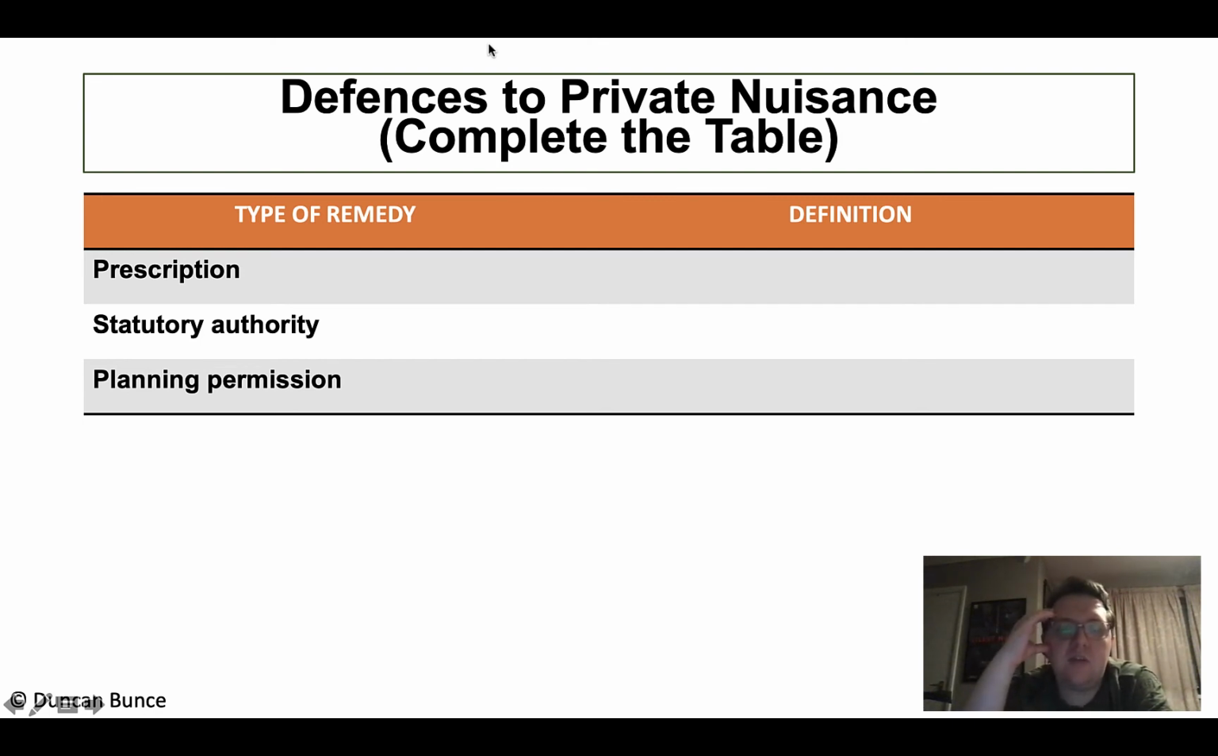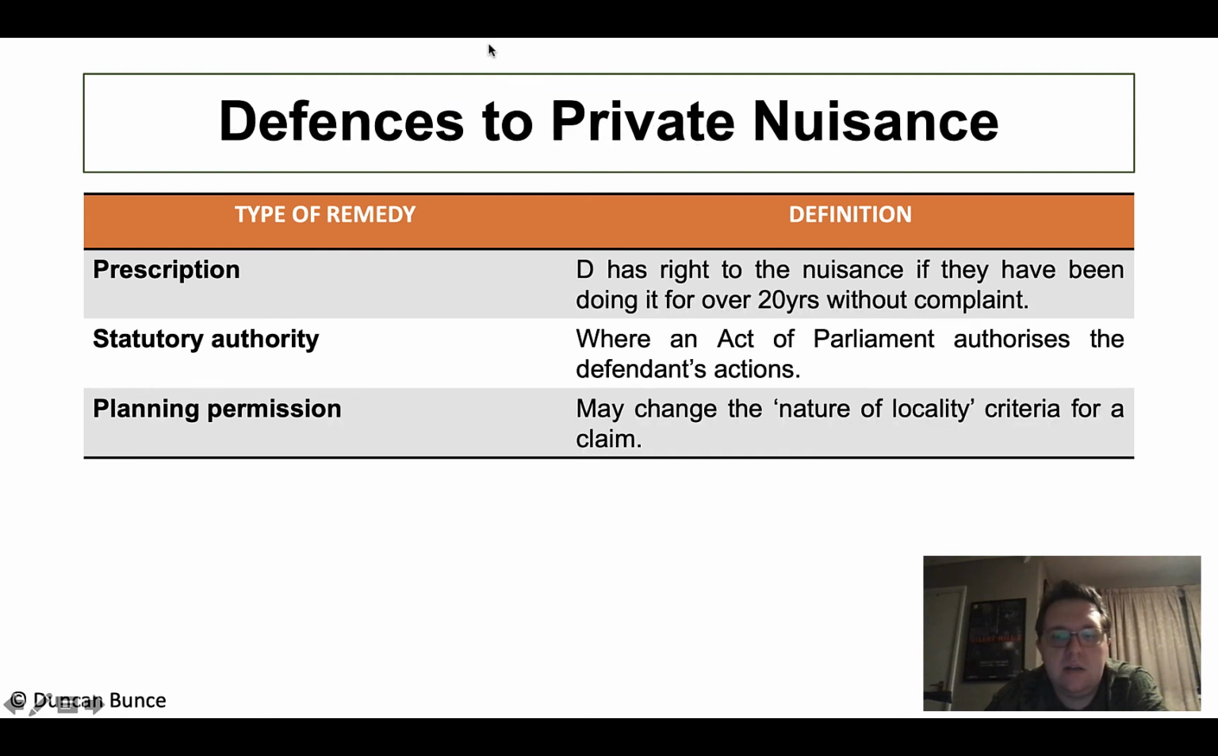So defences to private nuisance, there are 3 in particular that are specific just to this type of claim. The first is prescription, followed by statutory authority, followed by planning permission. And if I switch to the next part, like magic, there we have the definition for each. So you need to know each one, just really a sentence.